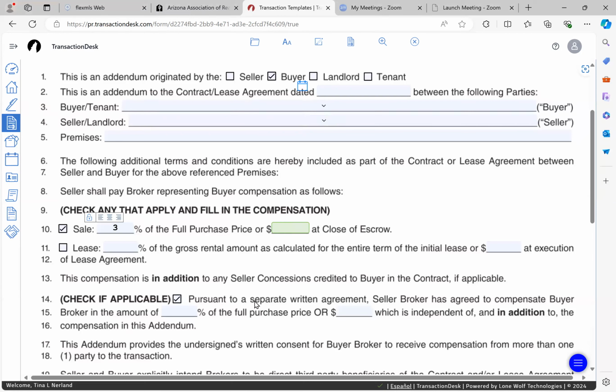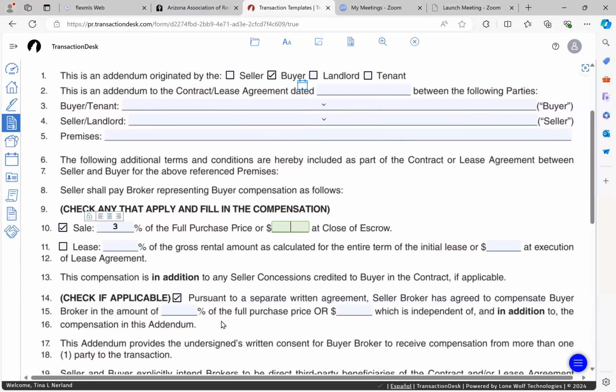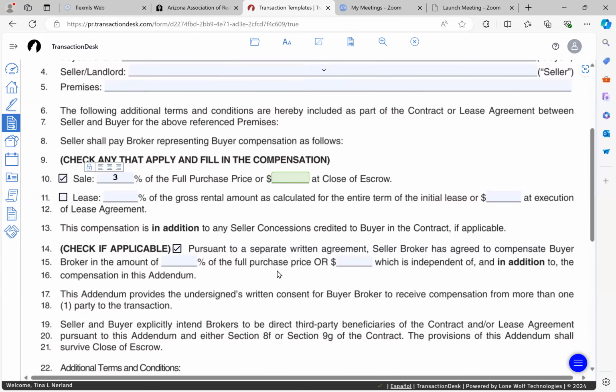Check if applicable. Pursuant to a separate written agreement, seller broker has agreed to compensate buyer broker in the amount of a percent of the full purchase price or whatever written amount, which is independent of and in addition to the compensation in this addendum. So this would be, let's say you're doing a new build and it's a spec home, the builder's trying to push it. So they're offering you an additional 1% commission. You could put that here and you could put this with your offer.